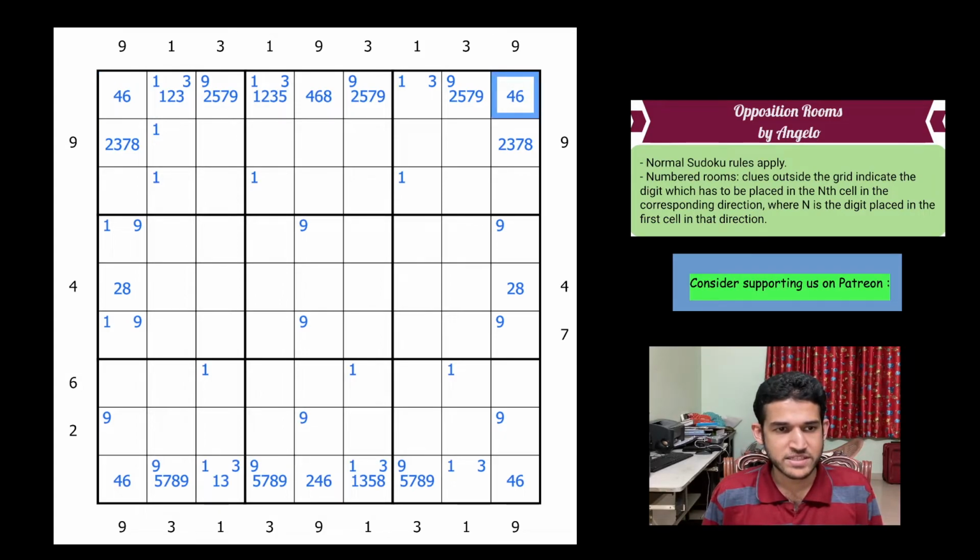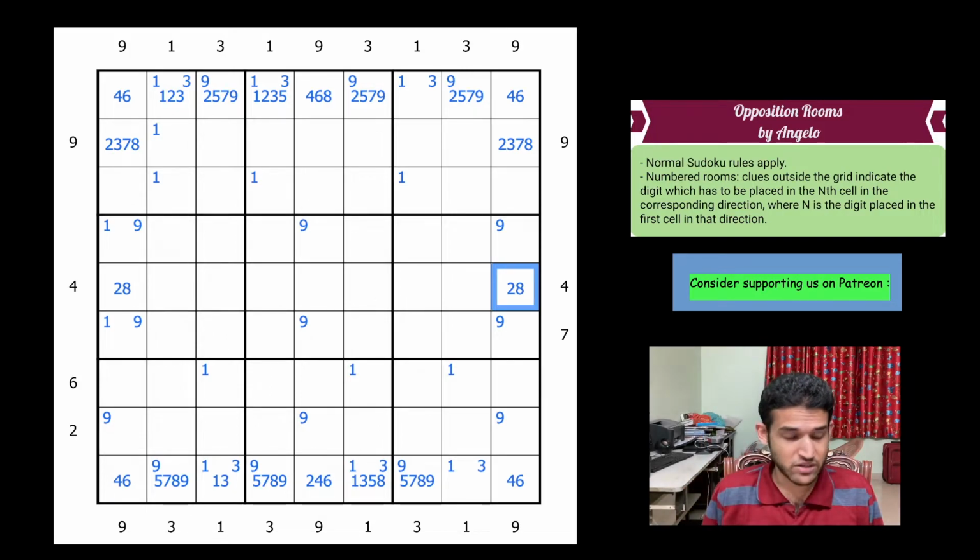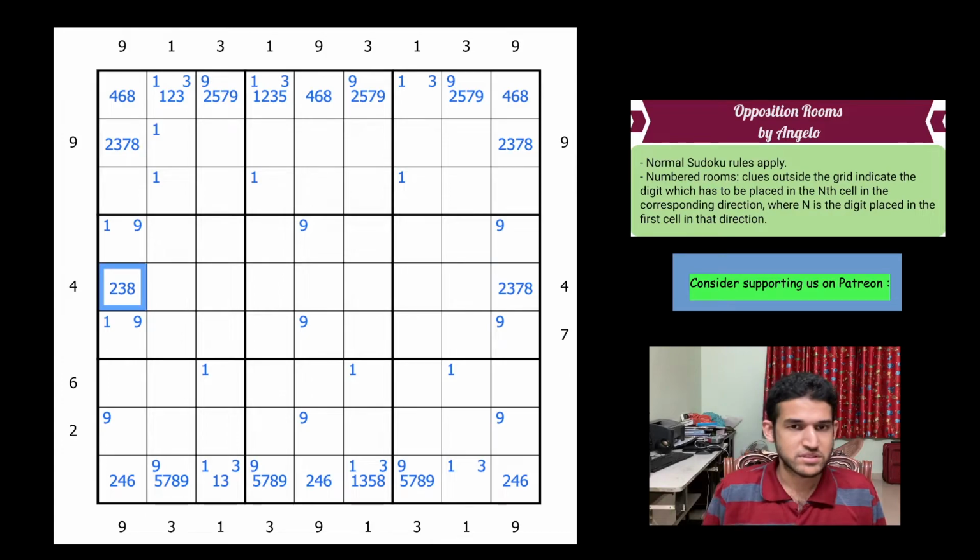So which means 9 is in one of these cells and 9 is in one of these cells. So now how do you satisfy the 4? Oh, wait. I assume that these were 9 clues, guys. Just ignore what I said. I'm solving bad here. For some reason, I assume that the clues outside row 5 are also 9.